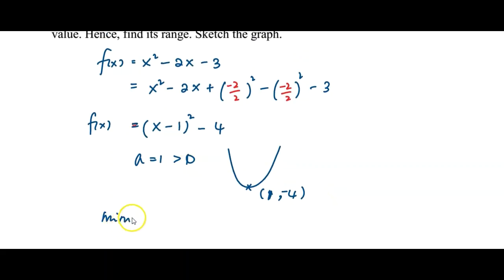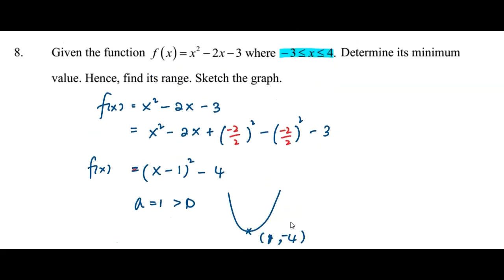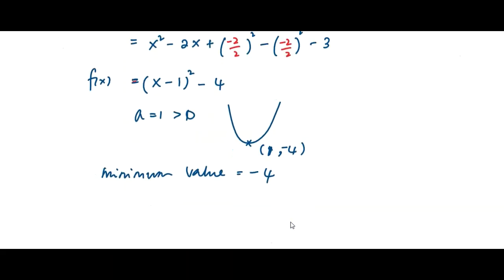So the question asks for the minimum value. The minimum value refers to the y coordinate of the minimum point, that will be negative 4. Just answer the question, and hence find its range. If you have the minimum value negative 4, you can get the range easily. It starts from negative 4, the lowest point of the graph, and then the graph goes up indefinitely, so this will end at infinity.